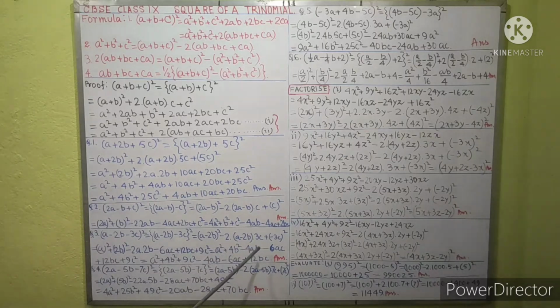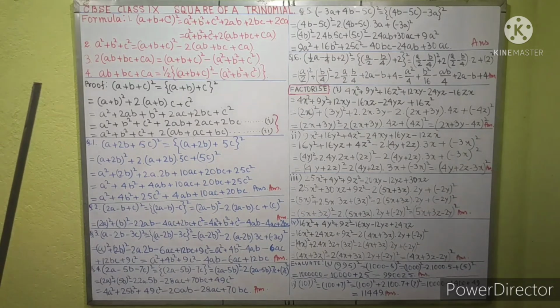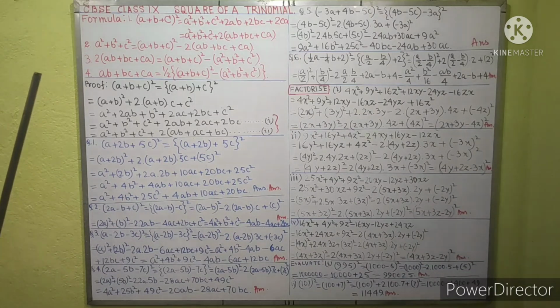And multiplying this we are getting 2A into 3C equal to 6AC, and minus 2 into minus 2B into 3C equal to 12BC, and (minus 3C) whole square equal to 9C square. Arranging this, we are getting A square plus 4B square plus 9C square minus 4AB minus 6AC plus 12BC, which is the answer.